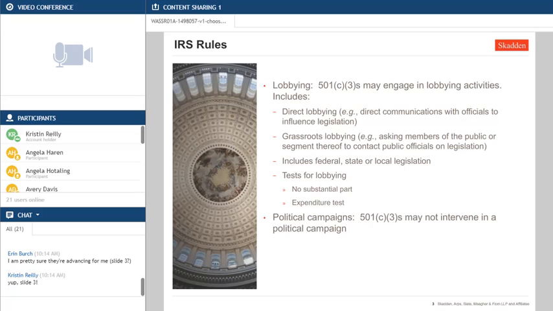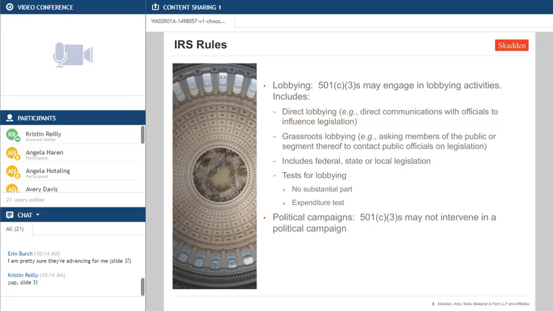And now the other side is grassroots. I don't know if many of you do this type of lobbying, but this is where you're asking members of the public, or any segment of the public, to go out and contact Congress, contact a state legislature, contact the Maryland State Assembly or what have you, to influence legislation. And this all includes federal, state, and local legislation. So all levels are covered under the IRS tests, but it's just legislation, and we'll get to that in a few slides.